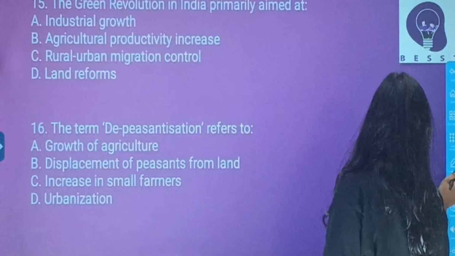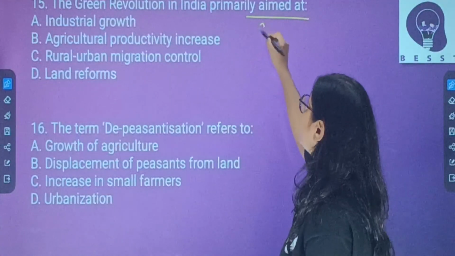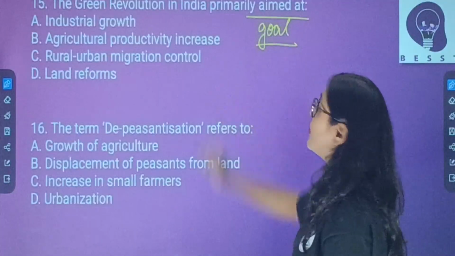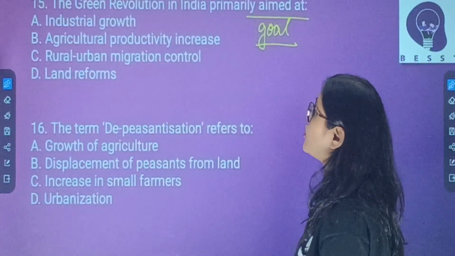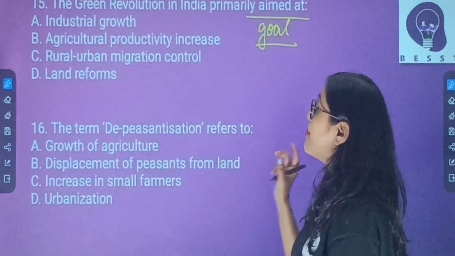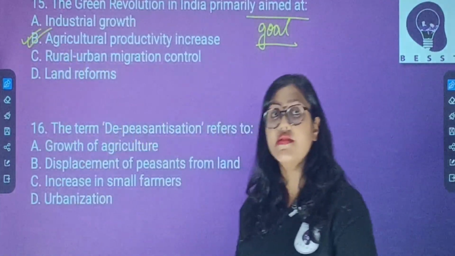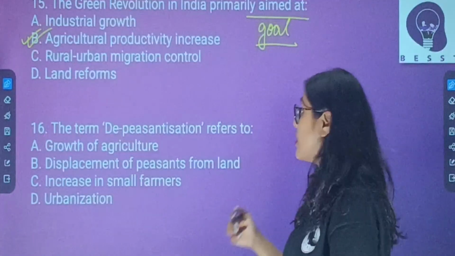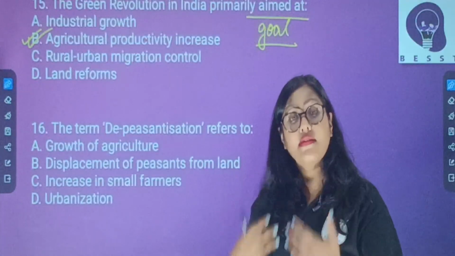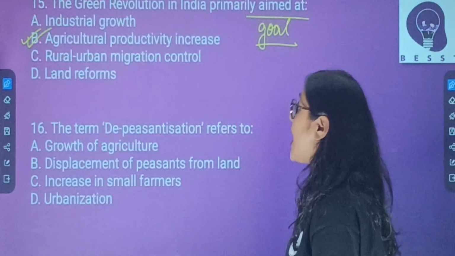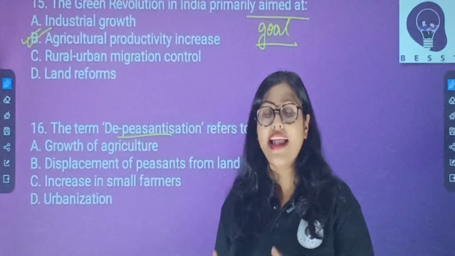Now, question number 15. The Green Revolution in India primarily aimed at... what was the major goal of the Green Revolution? Industrial growth, agricultural productivity, rural urban migration, or land reform? So, what was the major goal of the Green Revolution in India? It was to be self-subsistent in our food grain production. So in food grain production we would be self-sufficient, self-sustaining; that is why the Green Revolution came to our India.